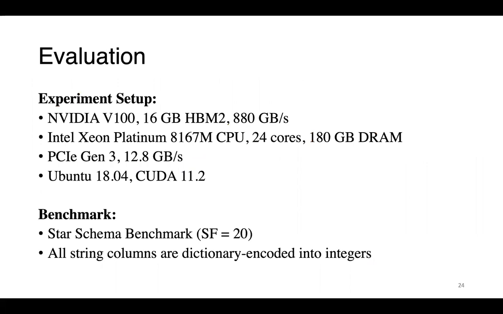In our evaluation, we use an NVIDIA V100 with 16 gigabytes of high bandwidth memory. For our benchmark, we use the Star Schema Benchmark with a scale factor of 20. The string columns in the Star Schema Benchmark will be dictionary encoded into integers before being stored in GPU. The total dataset size is around 13 gigabytes, which will completely fit in the GPU memory.